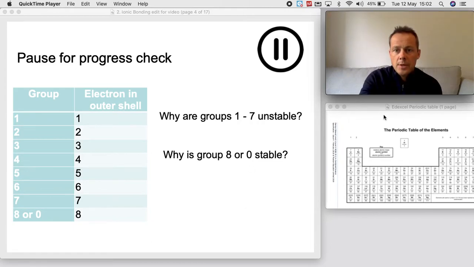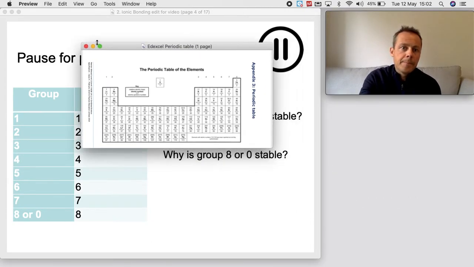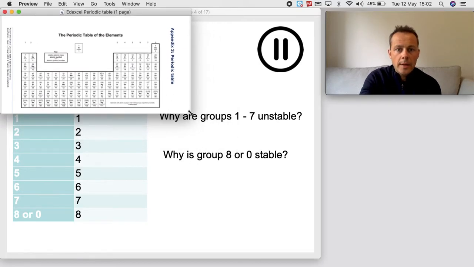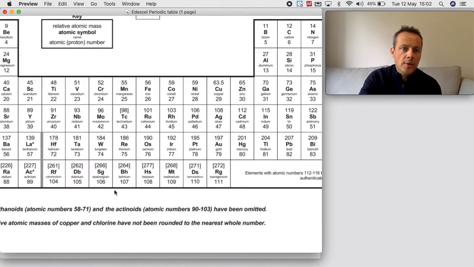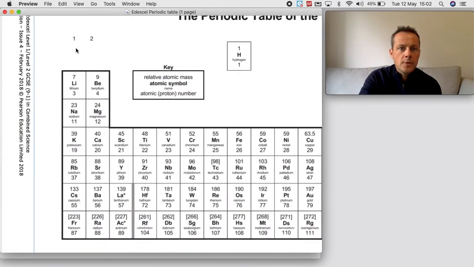So if I bring up my periodic table and quickly go through it here. If we look at group 1, and remember we go down when we're describing groups: lithium, sodium, potassium, rubidium, cesium, francium. They're all in group 1, they all have 1 electron in their outer shell. That makes them unstable because the outer electron shell is not complete. So all those elements are unstable. They will react with something to form a bond.